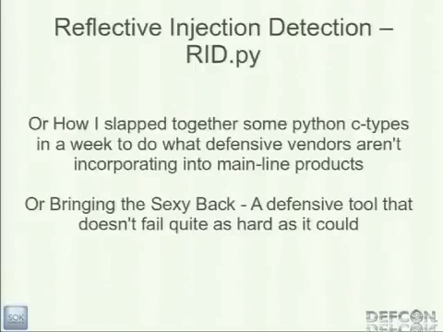Put together some Python ctypes in about a week that fairly accurately detects reflective injection the vast majority of the time. It does have a couple of issues with false positives. Something to note about the title, I said defensive vendors in general. It's not exactly the case. Defensive vendors do have products that catch reflective injection. It's just not in your mainline home user applications.